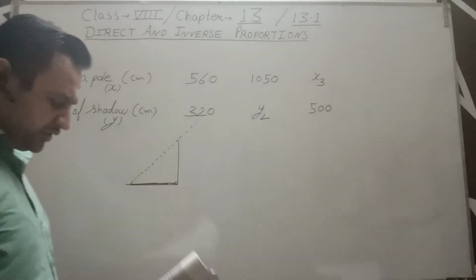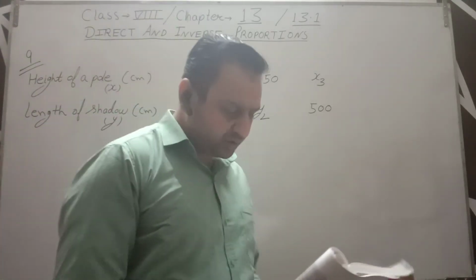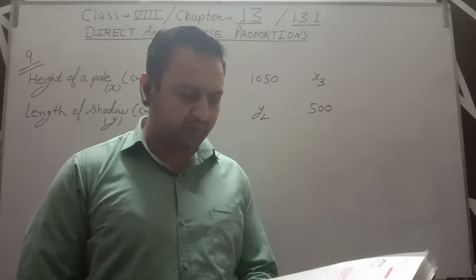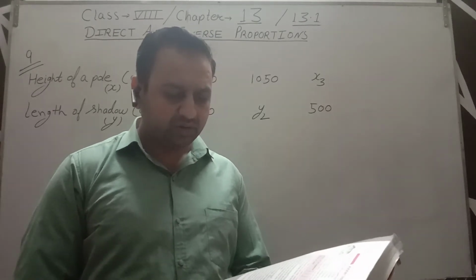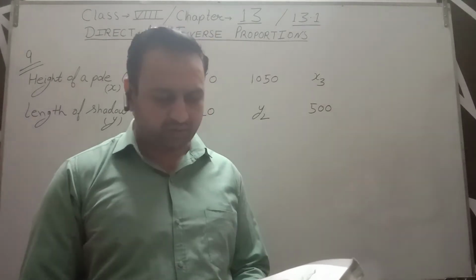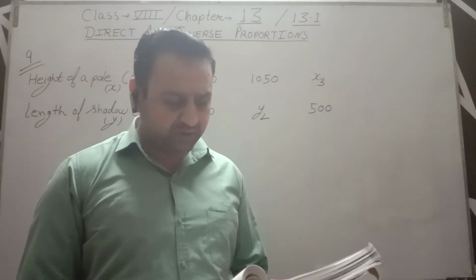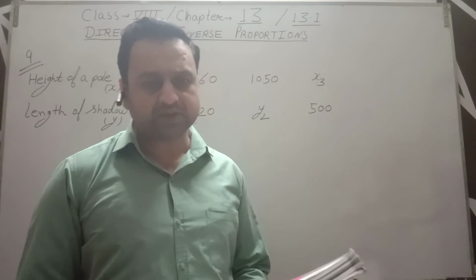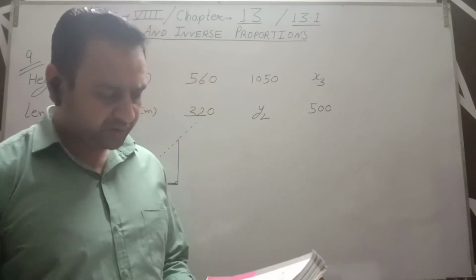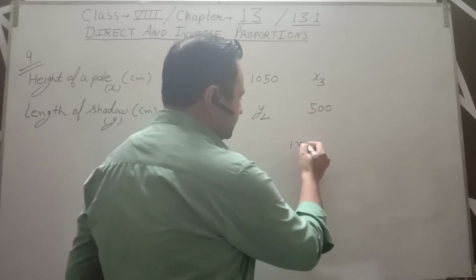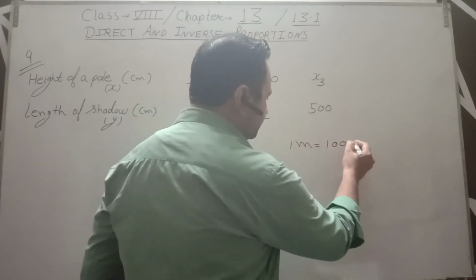Okay students, now we discuss question number 9. In question number 9, a 5 meter 60 centimeter high vertical pole casts a shadow 3 meter 20 centimeter long. Firstly, in this question there are two units, meter and centimeter. So we discuss the question in centimeter, and we know that 1 meter is equal to 100 centimeter.